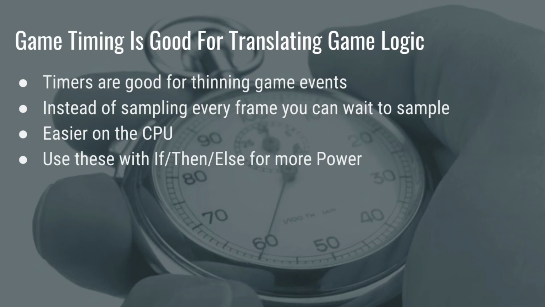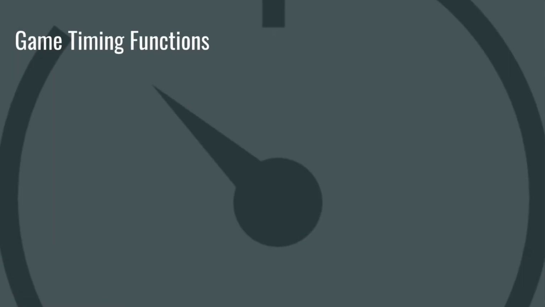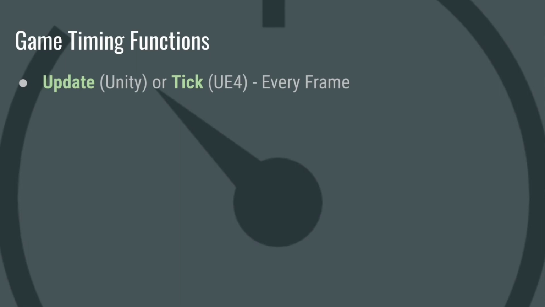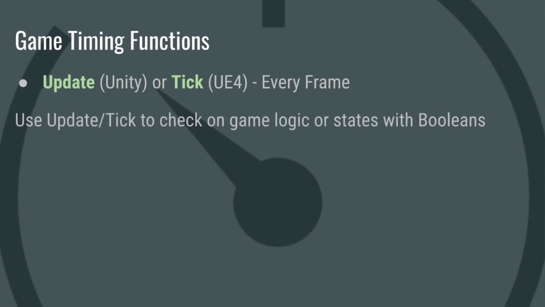Okay, so in the case of timing functions in a game, there's something called Update in Unity, or there might be a Tick in the Unreal Engine, right? And that's generally every frame. So you use Update or Tick to check on game logic or states with Booleans. In other words, you might say, has a certain amount of time passed? Yes. Okay, now I'm going to check. So you can potentially wait for X number of frames. It's generally not a good idea to check every frame. Again, that often uses up a little too much power.